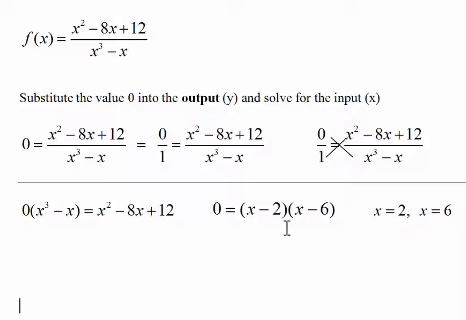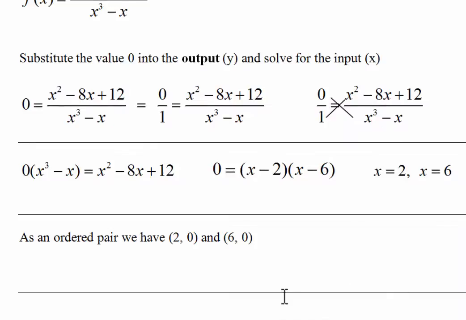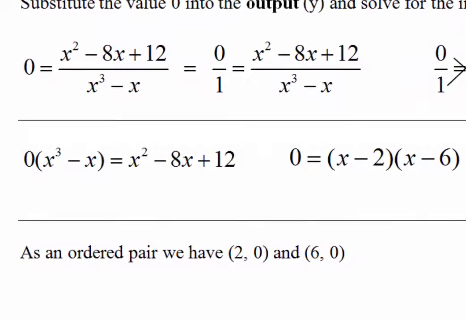Right, because if I enter a 2 here, this whole thing becomes 0 equals 0. That's good. And if I enter a 6 for x here, we have 6 minus 6 is 0, which would also give me 0 equals 0. So it looks like we have two ordered pairs, 2, 0, and 6, 0.